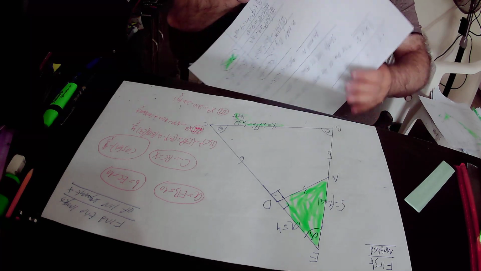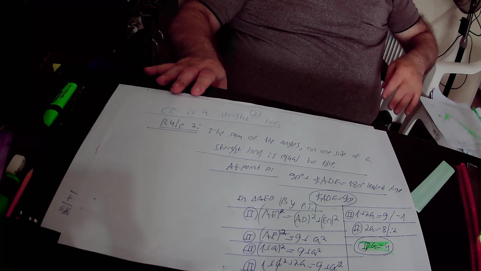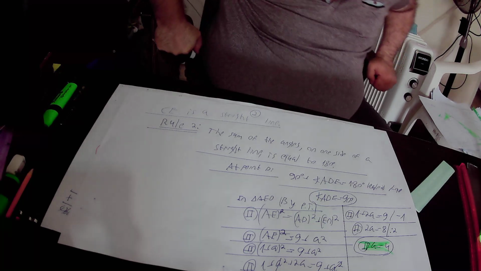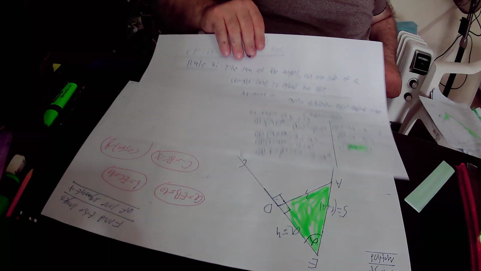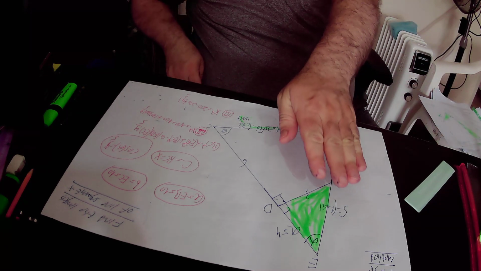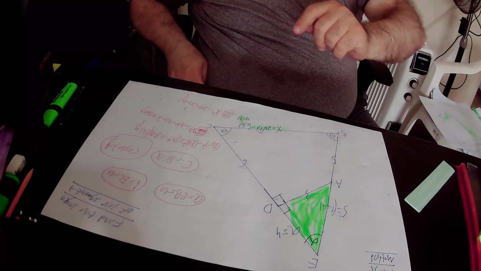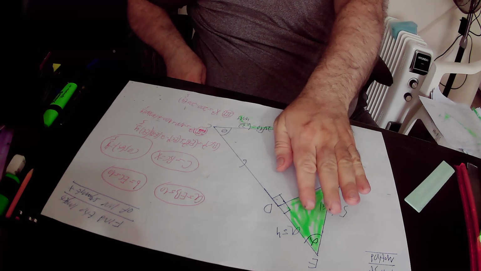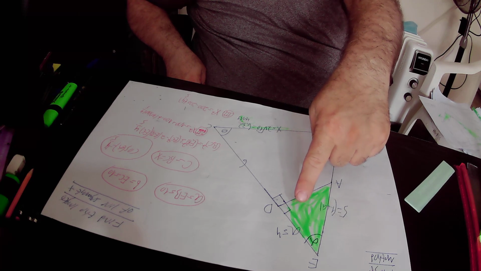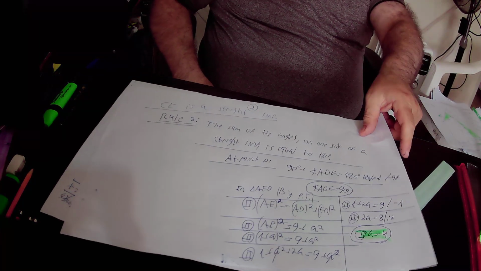So we can write here that CE is a straight line, and we have rule number 2. According to rule number 2, the sum of the angles on one side of a straight line is equal to 180 degrees. So if we focus on this side of the straight line CE or EC at point D, then the sum of the angles here must be equal to 180 degrees. Which angles do we have at this side of the straight line EC at point D? We have 90 degrees and we have angle ADE. In total, the sum of those two angles must be equal to 180 degrees.